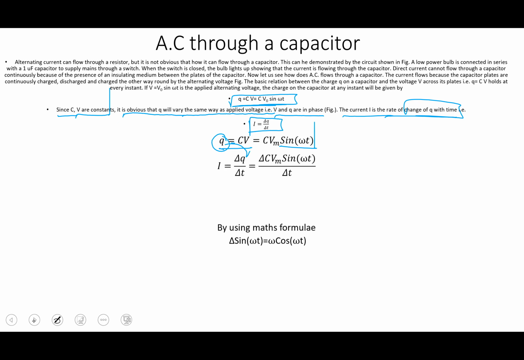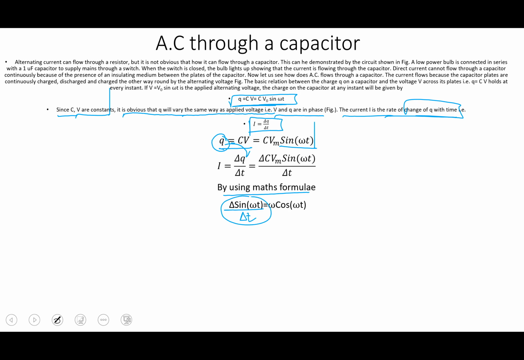Now, if we look at this one, by using the mathematical formula, delta sine omega t divided by delta T will be equal to omega cos omega t, which is basically the differentiation of this sine value. If we differentiate sine omega t with respect to time, what do we get? So if we apply the formula in this case, this is the constant value, it will come first, sine will convert into cos omega t, and this is how we got the answer, omega cos omega t.